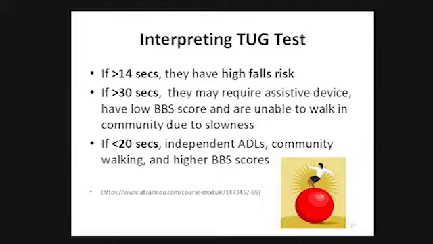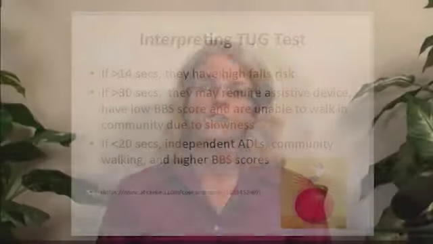Now this is interesting because I know there's a slight difference between line 1 and the last line here. They could do it in less than 20 seconds. They are probably independent in activities of daily living. They could probably walk in the community and they'd have a higher Burke Balance score. But there is a difference between the 14 seconds and the 20. Yes, I know. This is what's out there in the literature. Be careful what you're reading.